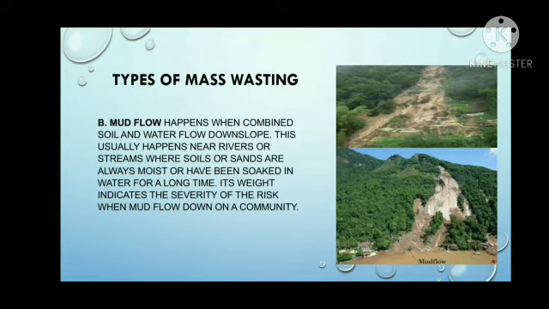Next type of mass wasting, we have mud flow. Mud flow happens when combined soil and water flow downslope. This usually happens near rivers or streams, where soils or sands are always moist or have been soaked in water for a long time. Its weight indicates the severity of the risk when mud flows down on a community.